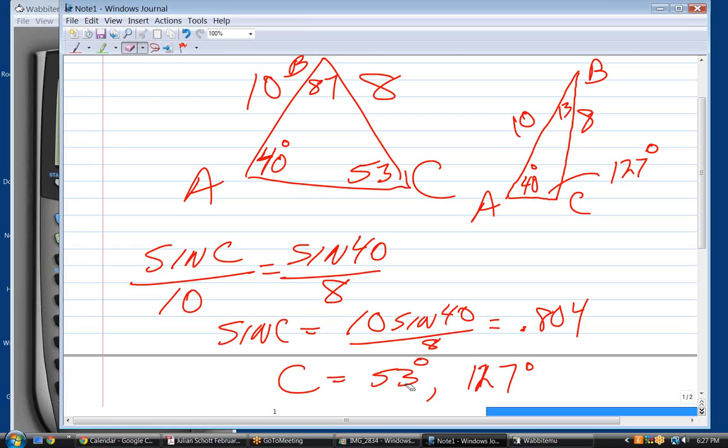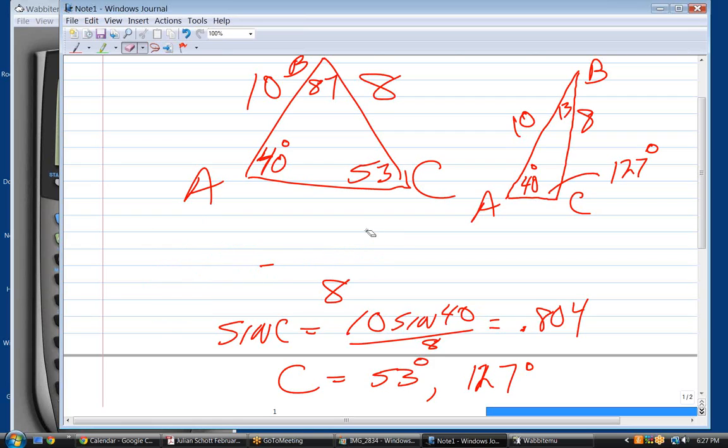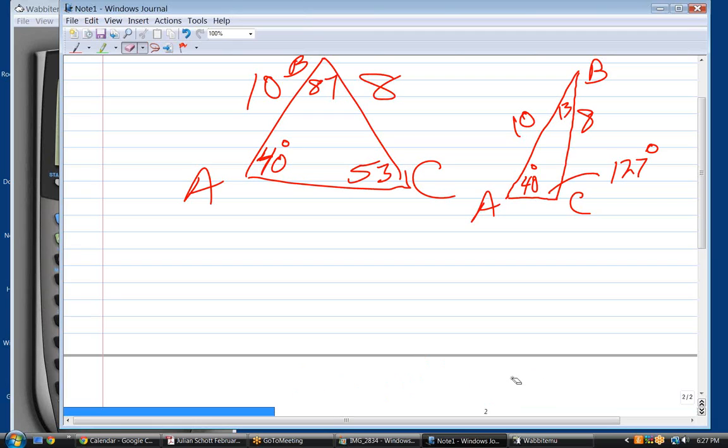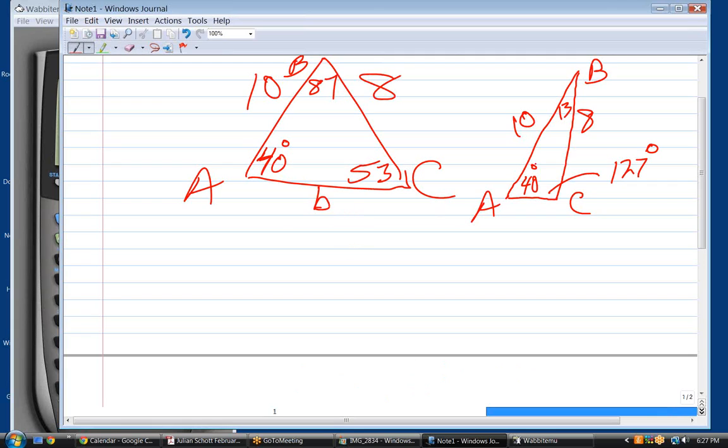All right. So, since we have determined that there are two different triangles, we have to solve both of them. And we've got all three angles. We've got two of the sides. The only side that needs solving is side B up there. So if we're solving for B, let's do number 1B.